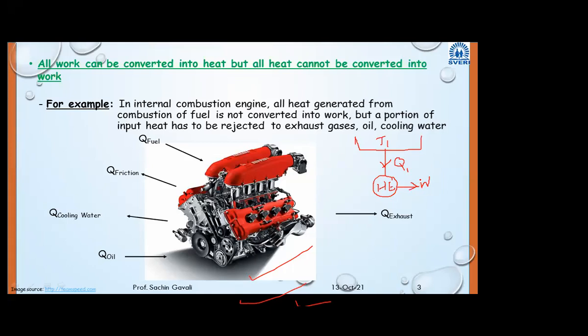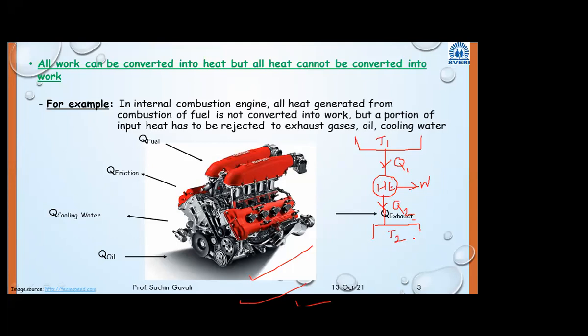If it were so, according to the first law, Q1 would be equal to W, because it is telling that heat is converting into work, but really it is not so. Some amount of heat has to be rejected to the surroundings, to the atmosphere. Let us consider this as another sink temperature. Afterwards we will define what is meant by source and what is meant by sink.